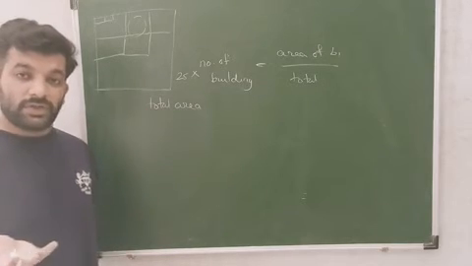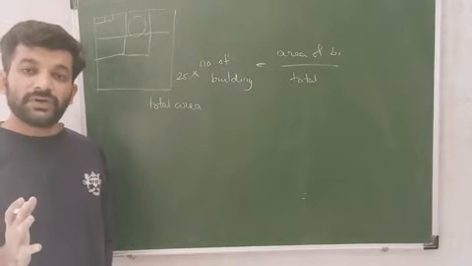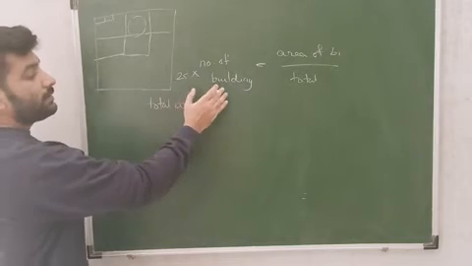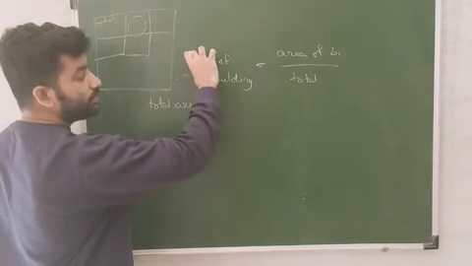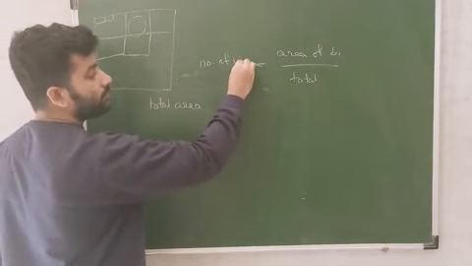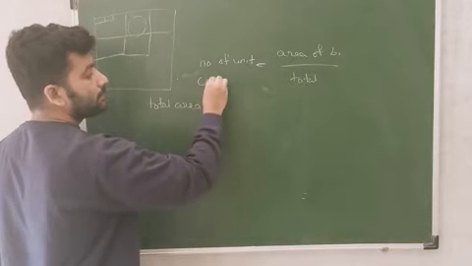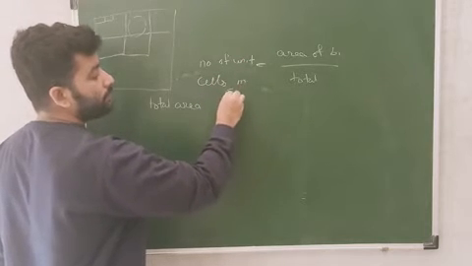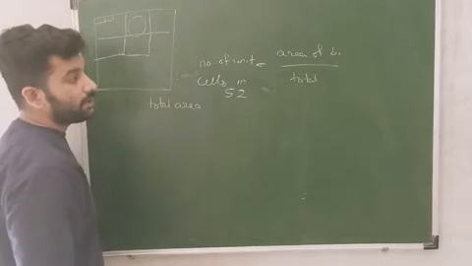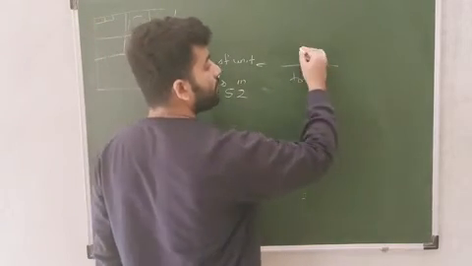Now we will try to solve the example. We have to find out the number of unit cells. Buildings means what? Number of unit cells in 52 gram. So we will need what? Area of building means what? Area of unit cell.